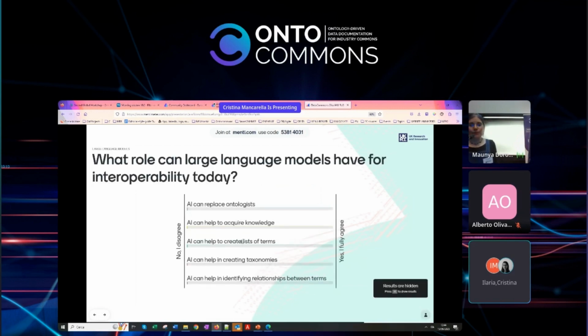So the final questions are about the role of AI. What role can large language models have for interoperability today? Do you think they can replace ontologies, help to acquire knowledge, help to create lists of terms, help in creating taxonomies, help in identifying relationships between terms? By large language models, we are talking about the recent hype of ChatGPT and all sorts of GPTs.